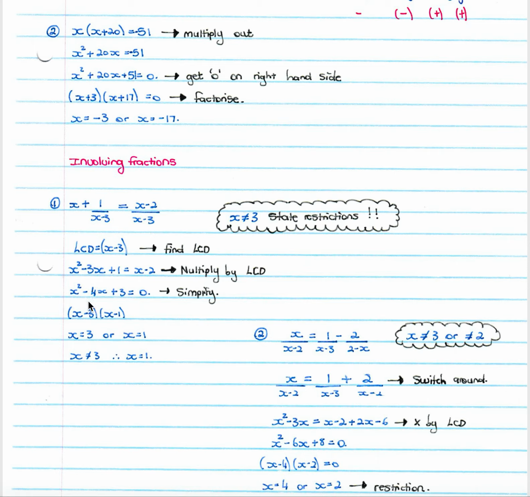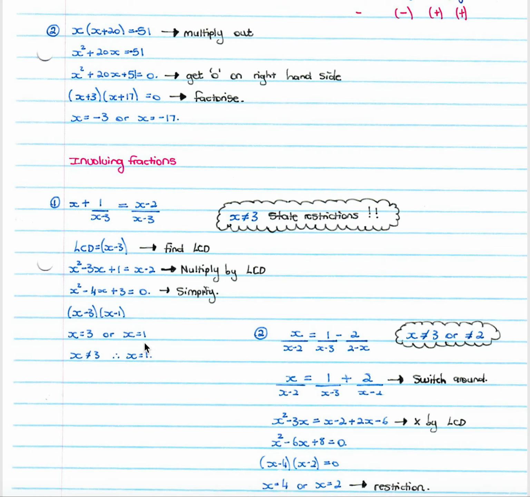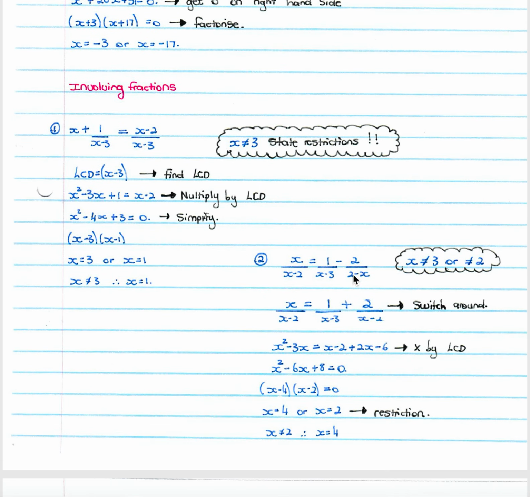Multiply it out and you will get a normal form of the quadratic, x squared minus 4x plus 3. You then factorize that as we have done above, and you will get x equals 3 or x equals 1. However, you must always check your solutions and remember that you've stated a restriction here that x cannot be 3, so you must ignore this answer and you must state that x can only equal 1. In a case like this where you've got different denominators, you must state all of your restrictions.